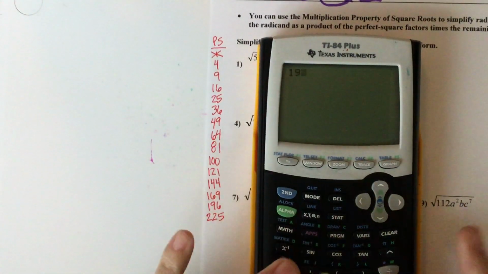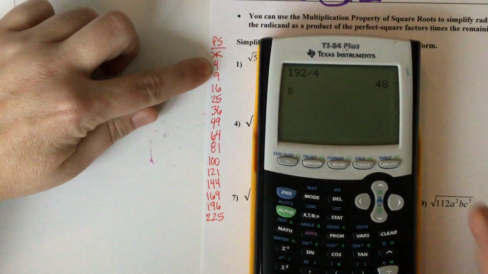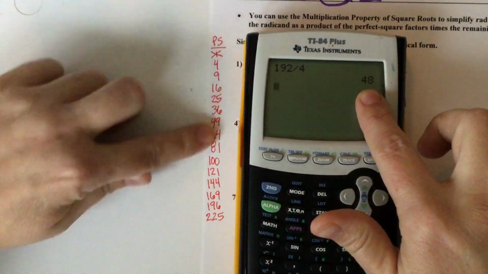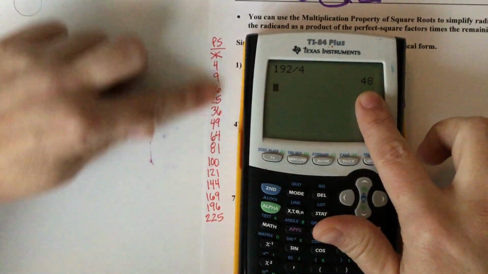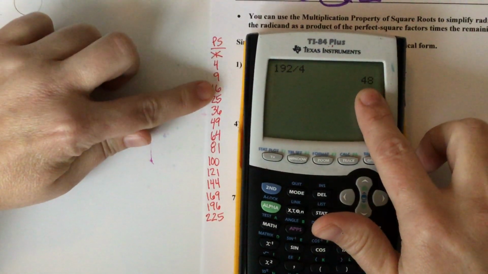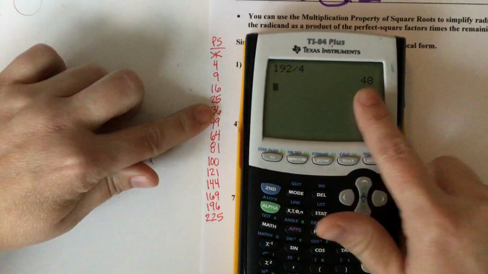So I'm going to start dividing by numbers in my list. I'm going to start with 4. Now 4 works, but here's the deal. If your answer can be divided by any of these numbers in the list, you need to keep searching. And 48 can be divided by 4. It also can be divided by 16. But as long as it can be divided by something in the list, keep going.